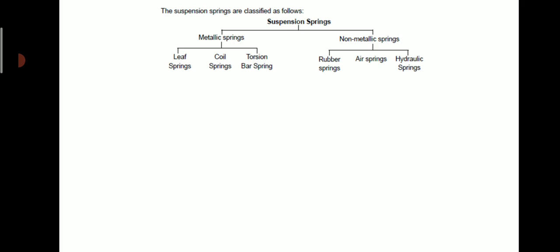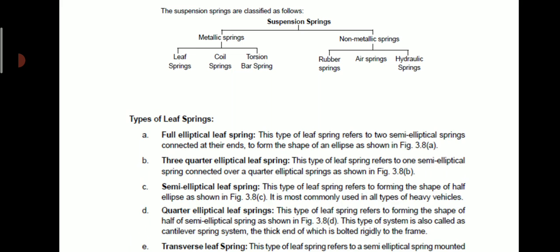And also we have to see here the types of suspension springs, because springs are widely used in suspension systems. So what are the types of suspension springs? There are two types: metallic spring and non-metallic spring. Metallic springs are of three types: leaf spring, coil spring, and torsion spring, while non-metallic springs are again of three types: rubber spring, air springs, and hydraulic springs.